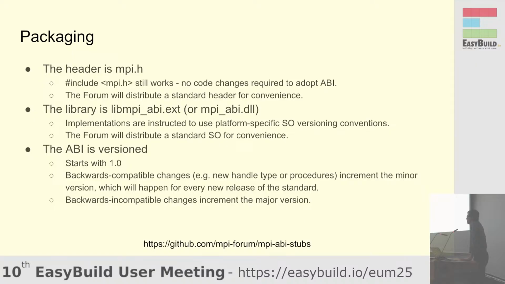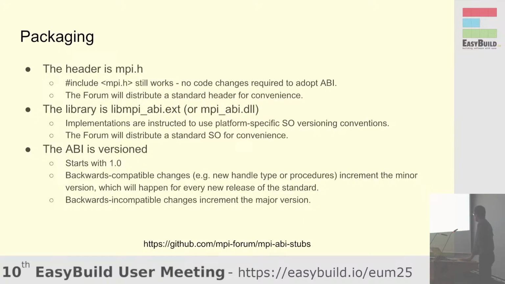Okay, so the ABI is versioned. It'll start with 1.0. It'll go up a minor version every single time we do a release of the standard, obviously, because we discussed this. Are we ever going to do a release of the MPI standard that adds nothing? And the answer is we don't think so. So we'll always add at least one symbol or something, and so we'll have a new ABI every minor.